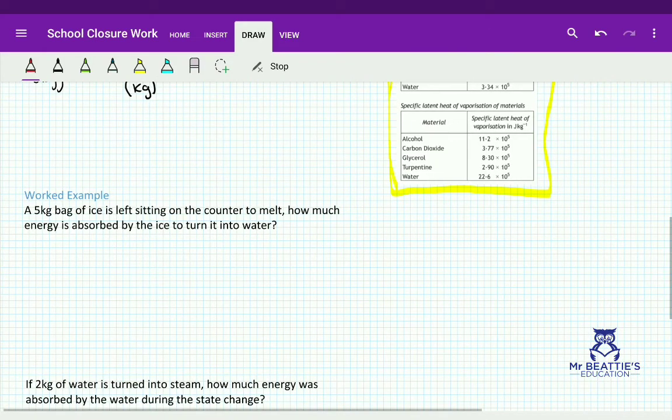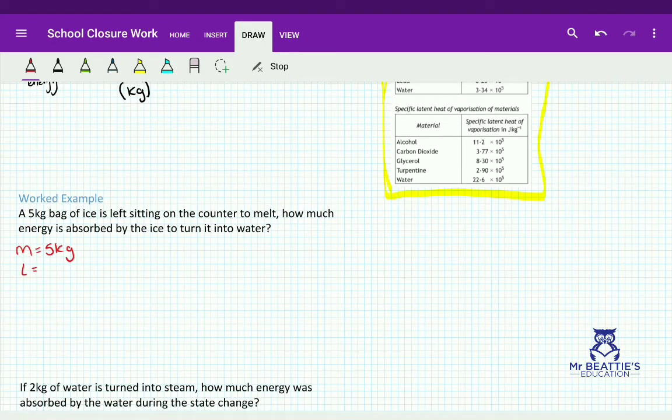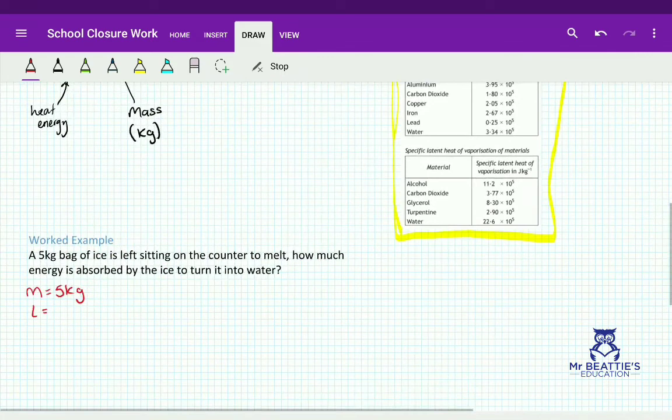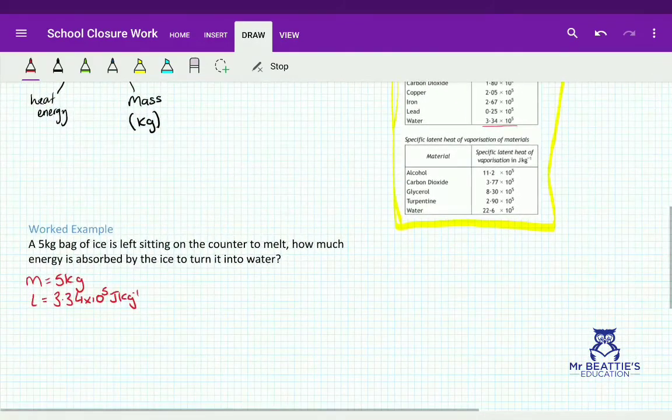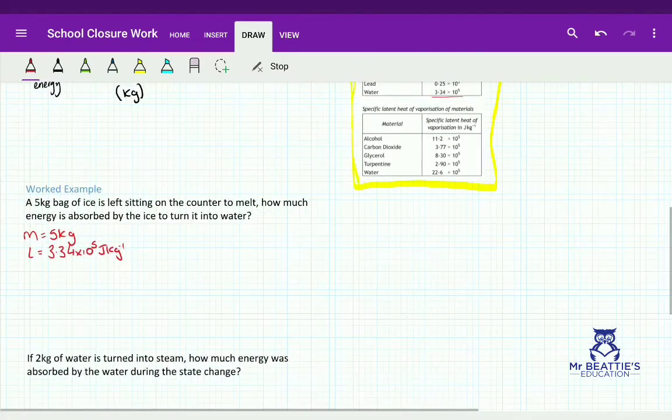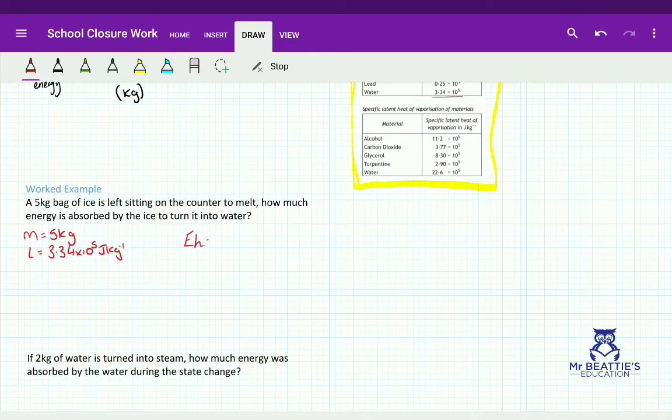So we know that the mass is 5 kilograms. The other thing that we know is the latent heat of fusion of water, because it's over in this table. So the latent heat of fusion for water, right there at the bottom. We're going to put that in here as well: 3.34 times 10 to the power of 5, and that's measured in joules per kilogram. Okay, so we know those two things, and we know the equation we're going to be learning about today is Eh equals mL. So this is a nice simple one.